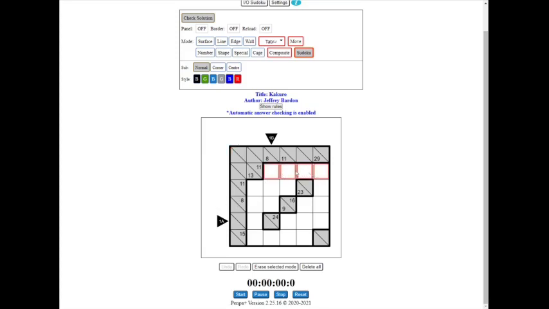Within any one of these rows, you cannot have a duplicated number. This number, however, could be the same as these, as there's a wall in between, and then you put a number from 1 to 9, and the clue numbers give the sum.